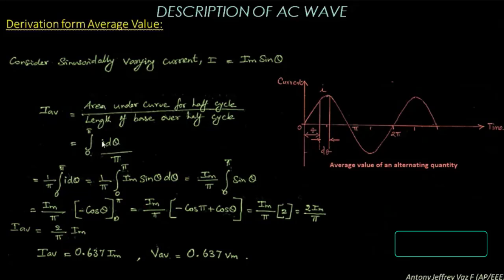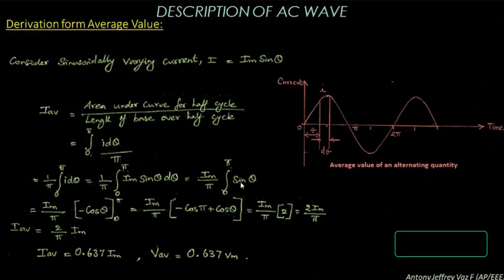Now you can substitute the i value, which is nothing but Im sin theta. Here Im represents the maximum peak value of the sinusoidal waveform. So 1 by pi, integration from 0 to pi of Im sin theta d theta. Here Im is a constant, so you can take out Im. You will get Im by pi, integration from 0 to pi of sin theta.